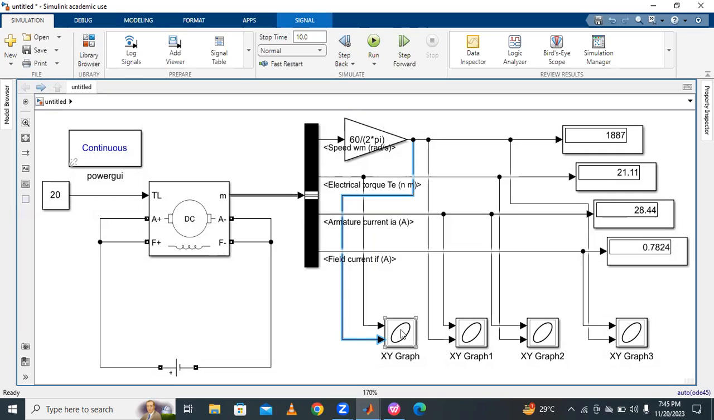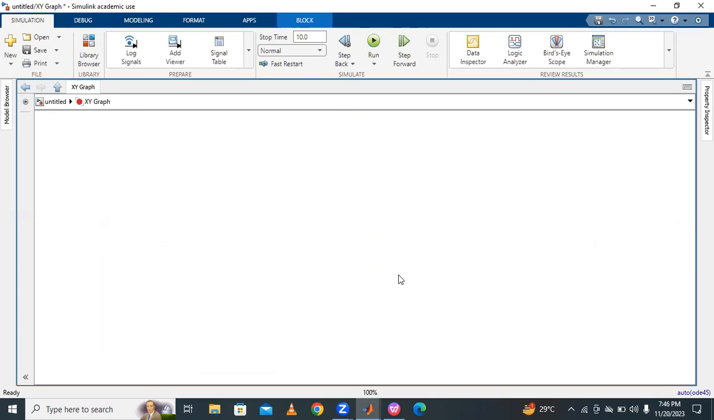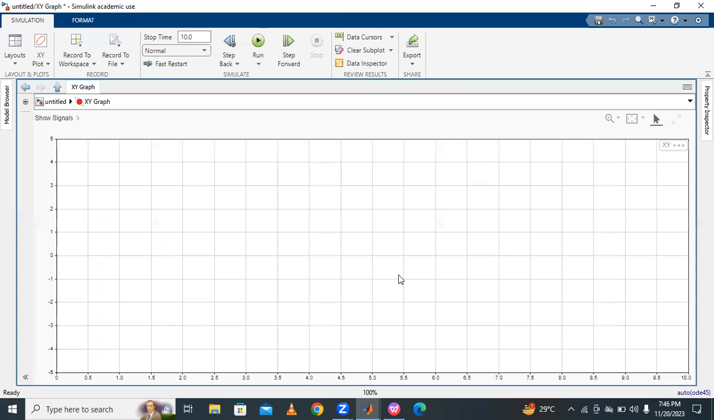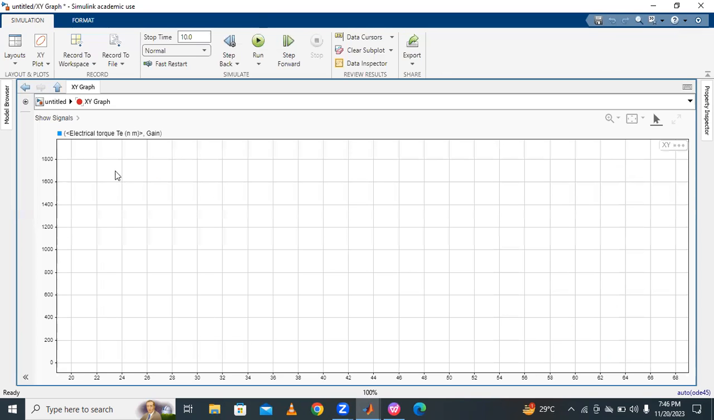Open the speed versus torque characteristics. Torque is on the x-axis and speed is on the y-axis. Then the speed versus torque characteristics will be displayed like this. These are drooping characteristics. Here our load torque is 20 Newton meters, so up to 20, 30, 40, we can observe this drooping characteristic. When the load torque is greater than the motor torque, the motor will shut down, and the speed decreases gradually as the load torque increases. So this is the speed versus torque characteristics of the DC shunt motor.